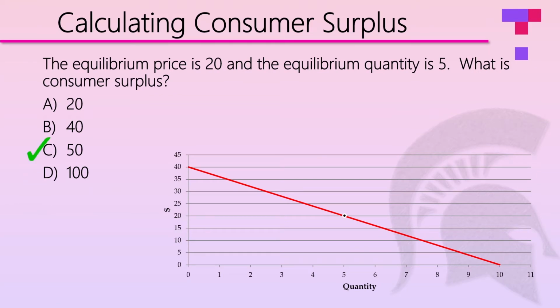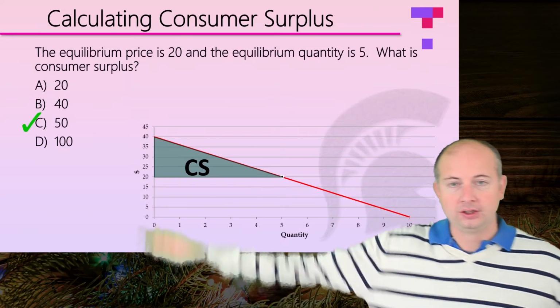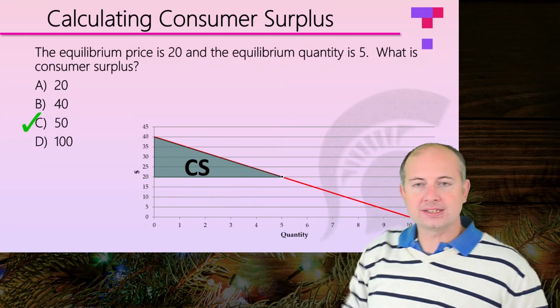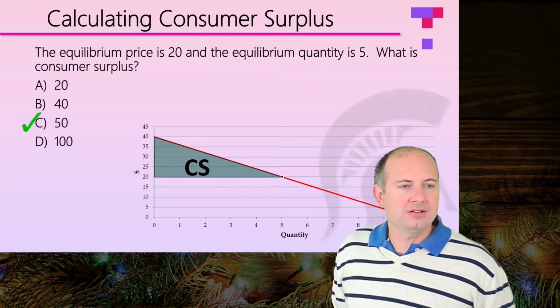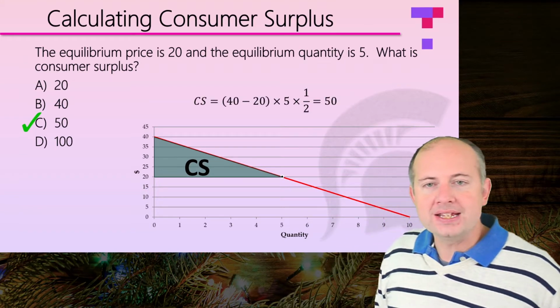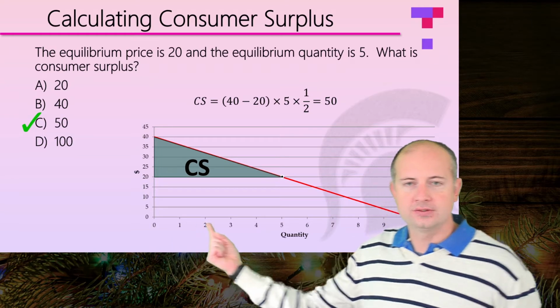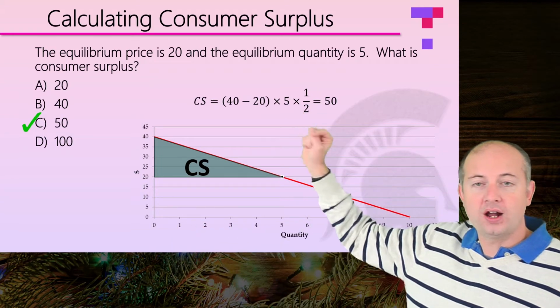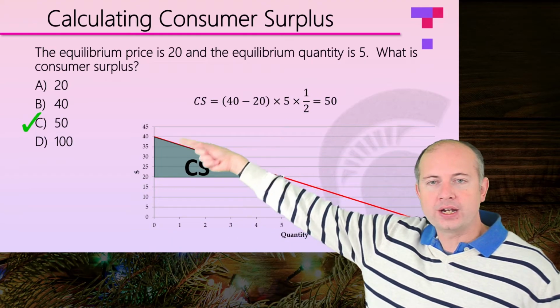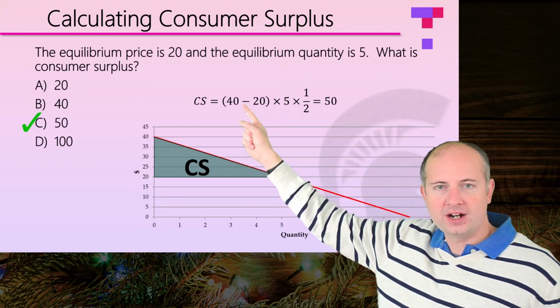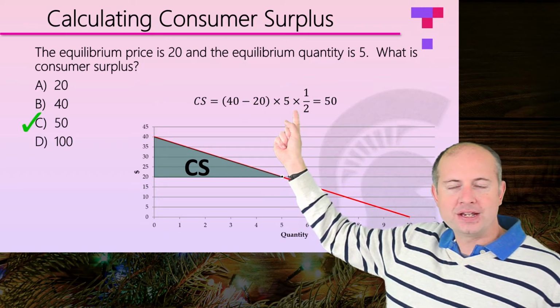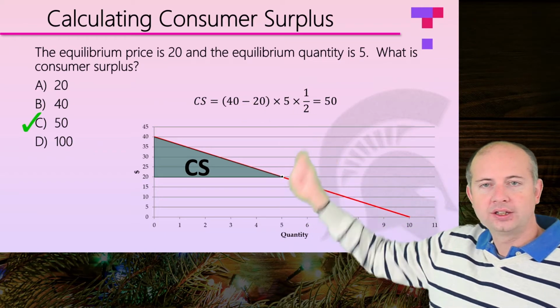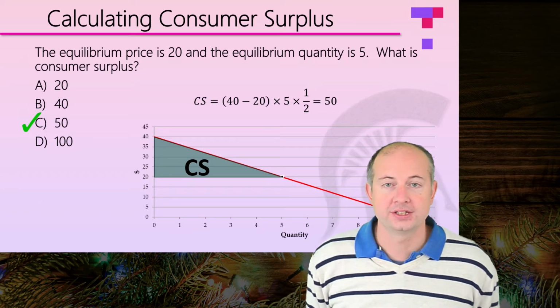How do we get there? Well, consumer surplus is everything below the demand, above the price. Below the demand, above the price. That is a triangle. So we have a base of 5, so 0 to 5. Our height goes from 20 to 40. So 40 minus 20 is our height, times a half because it's a triangle, gets us to a consumer surplus of 50.